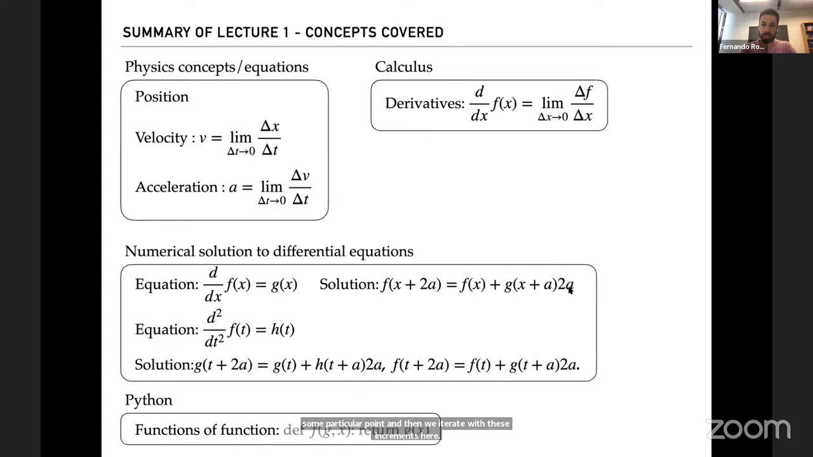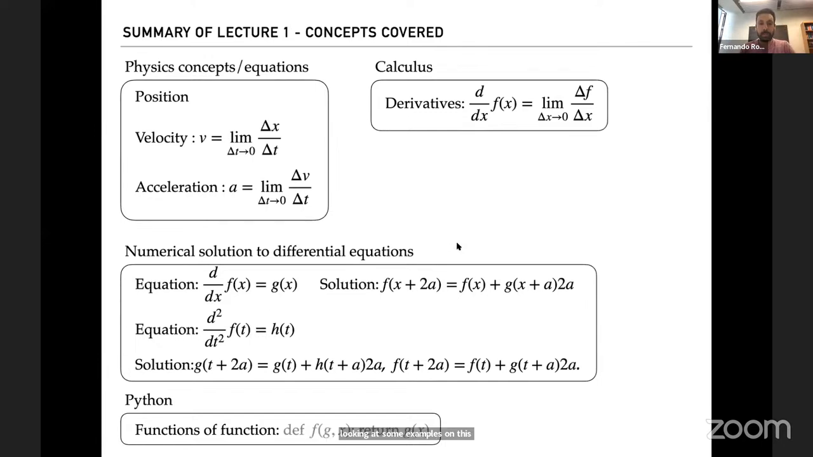This is for the first order differential equation, but for second order differential equations, the trick was to split the second order differential equation into two different first order differential equations of this form, where g is the first derivative of the function f, and f is the function itself. We implemented this in Python, and we were looking at some examples.